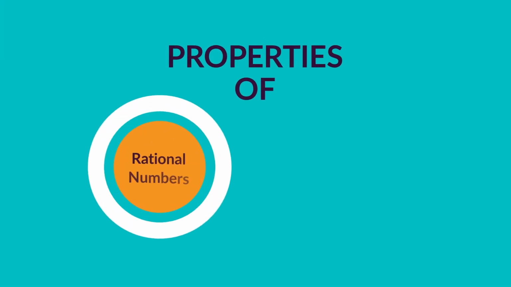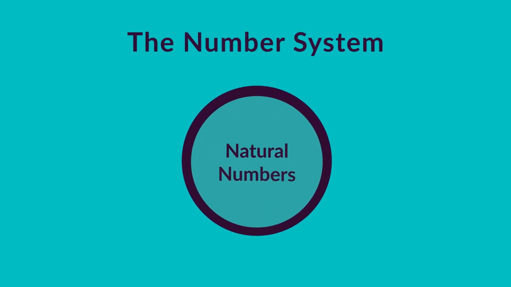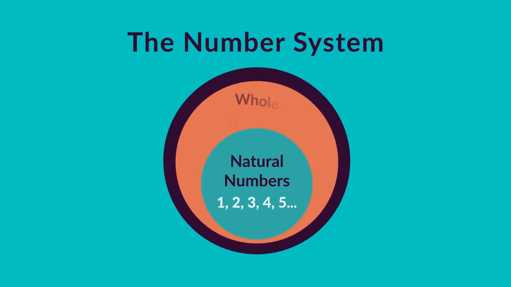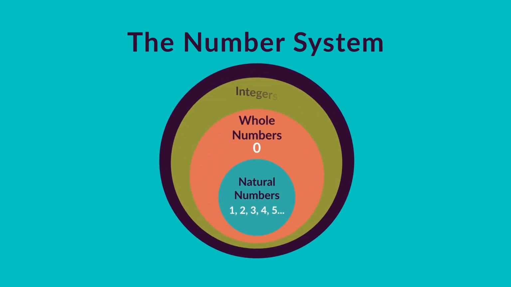We're going to look into the properties of rational numbers and irrational numbers in this lesson, but first, a recap. Natural numbers are 1, 2, 3, 4, 5, and so on. Whole numbers are the natural numbers together with 0. Integers consist of the natural numbers, 0, and the negative numbers.